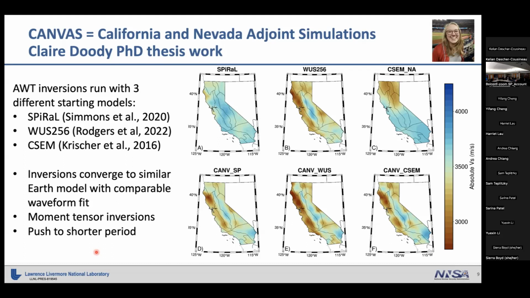I know Claire is also looking at 3D moment tensor inversions using this model and trying to push to shorter periods. Because the Western US is a much larger region, we've gone down to 20 seconds. The latest model goes down to 16 seconds, and there is a steeper jump going from 20 to 16 seconds in terms of computational resources. Here I'm focusing on the 20 to 50 second period.